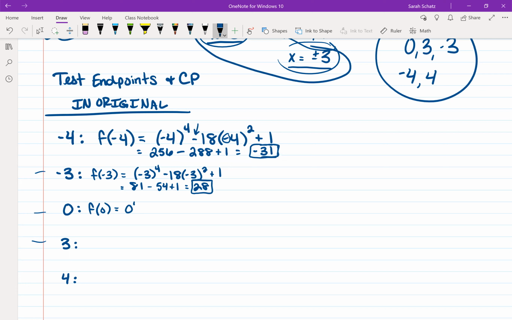All right, let's test the positive 3. But before we do, I think just from what I know about the powers in this function, if I put a positive 3 in, I'm going to get the exact same value that I did when I put the -3 in. Why am I going to get that same value? Well, look, when we had the -3, we took it to the fourth, which canceled out the negative.